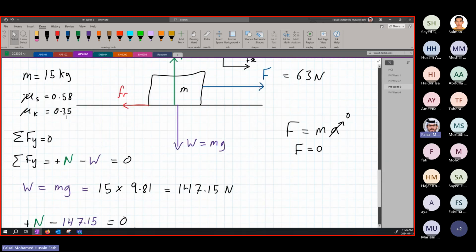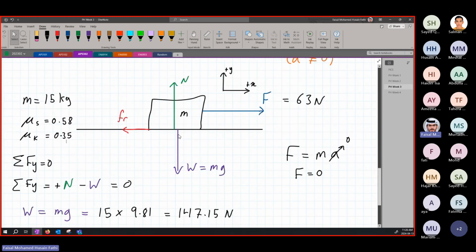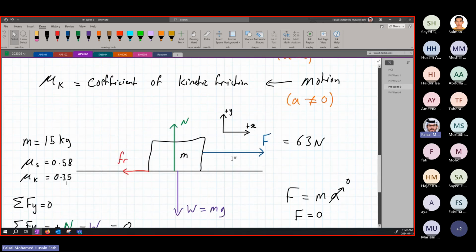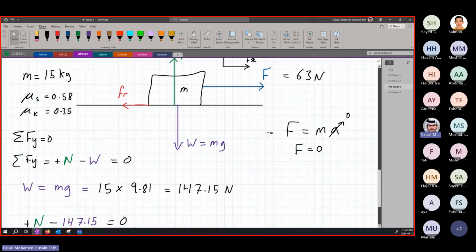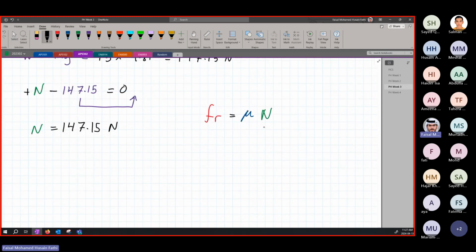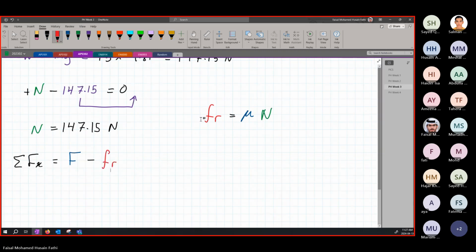So we found our mu S and mu K. I never said if this object is moving or not, but let's find out if it's moving or not. How can we check this? The first thing we need to know is that sigma Fx is equal to our force F minus our friction force, right? This is what we know.